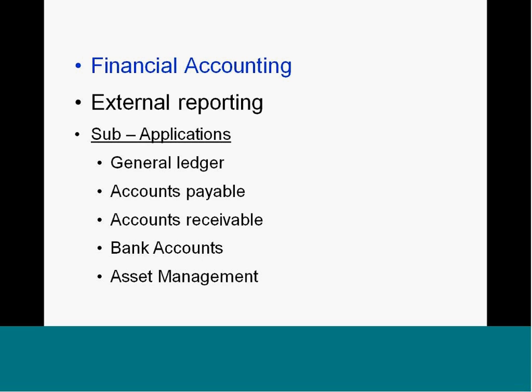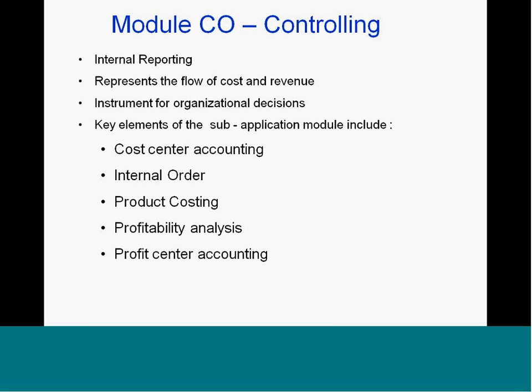Next, coming to the controlling module. The controlling module will be used for internal reporting. In the same way as I said we have an enterprise structure, from the controlling part there will also be an enterprise structure element, which is called the controlling area. Under the controlling, we have these sub-applications called cost center accounting, internal order, product costing, profitability analysis, and profit center accounting. So first, let's discuss the cost center accounting.